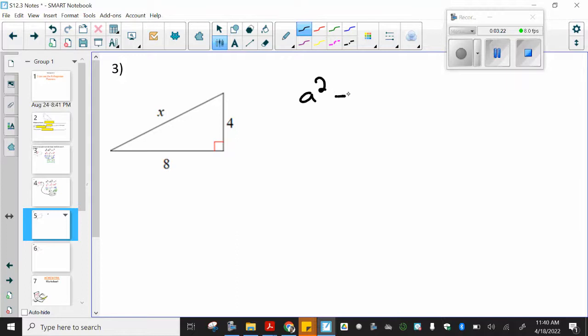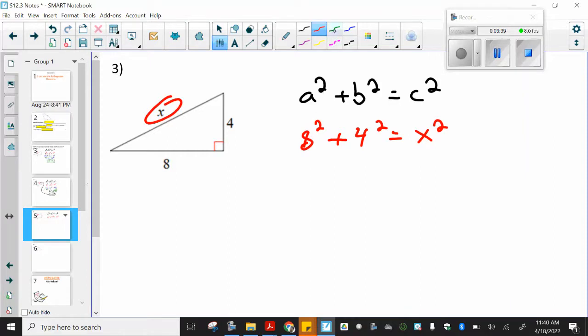a squared plus b squared equals c squared. Easy. So far everything's been whole numbers. Let's see if that keeps working here. So 8 squared plus 4 squared equals x squared. There's our x. Alright, we're going to expand it. 8 squared is 64 plus 4 squared, 16, equals x squared. 64 plus 16: 4 plus 6 is 0, carry the 1, 6, 7, 8, that makes 80 equals x squared.